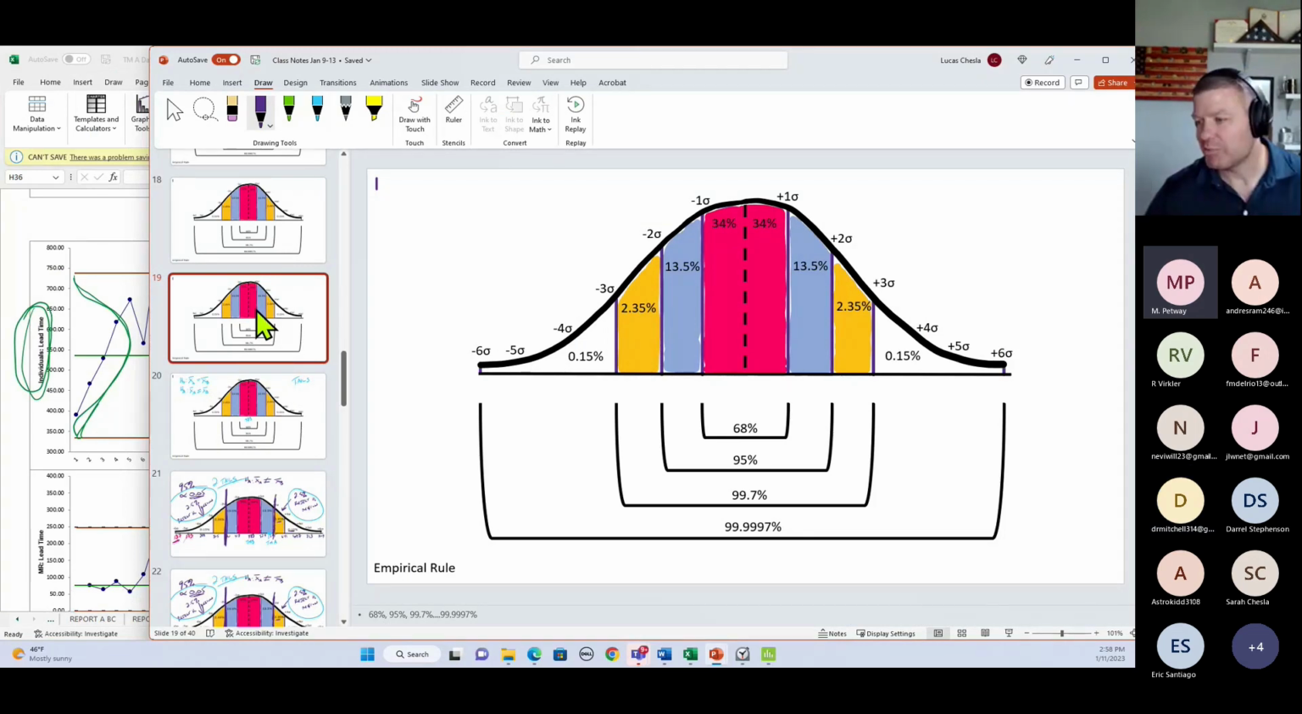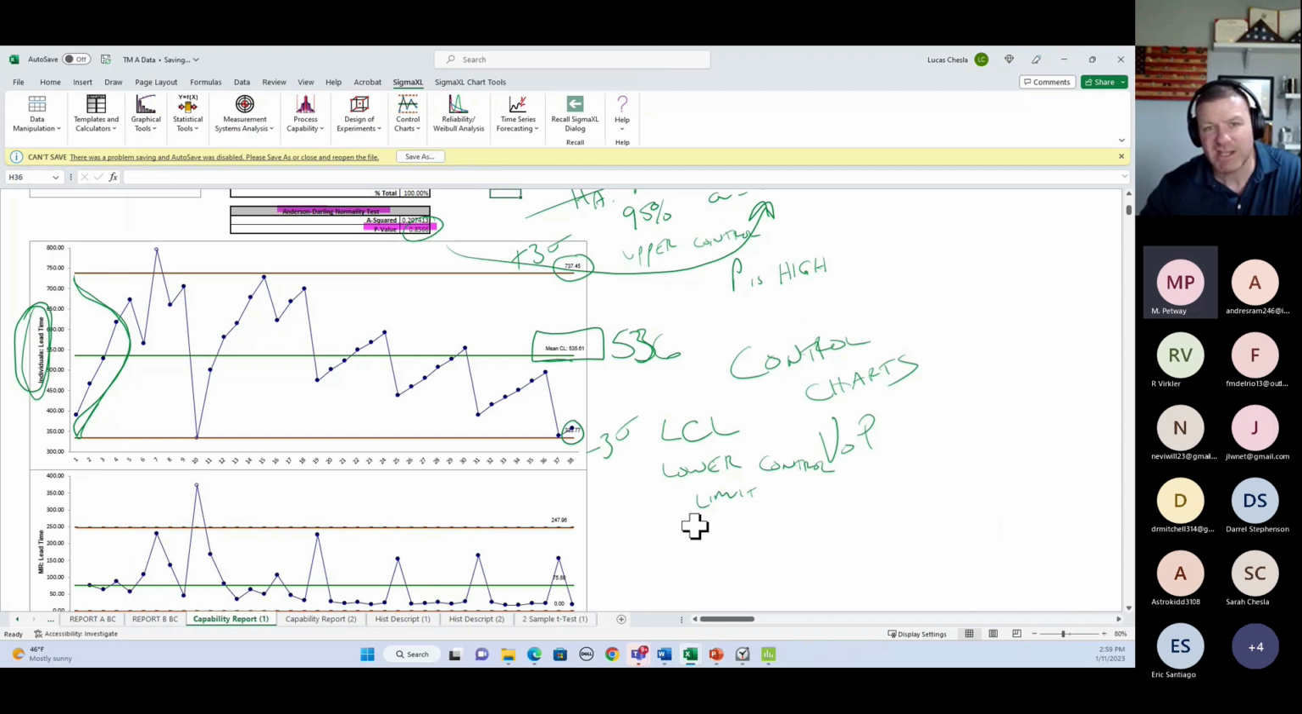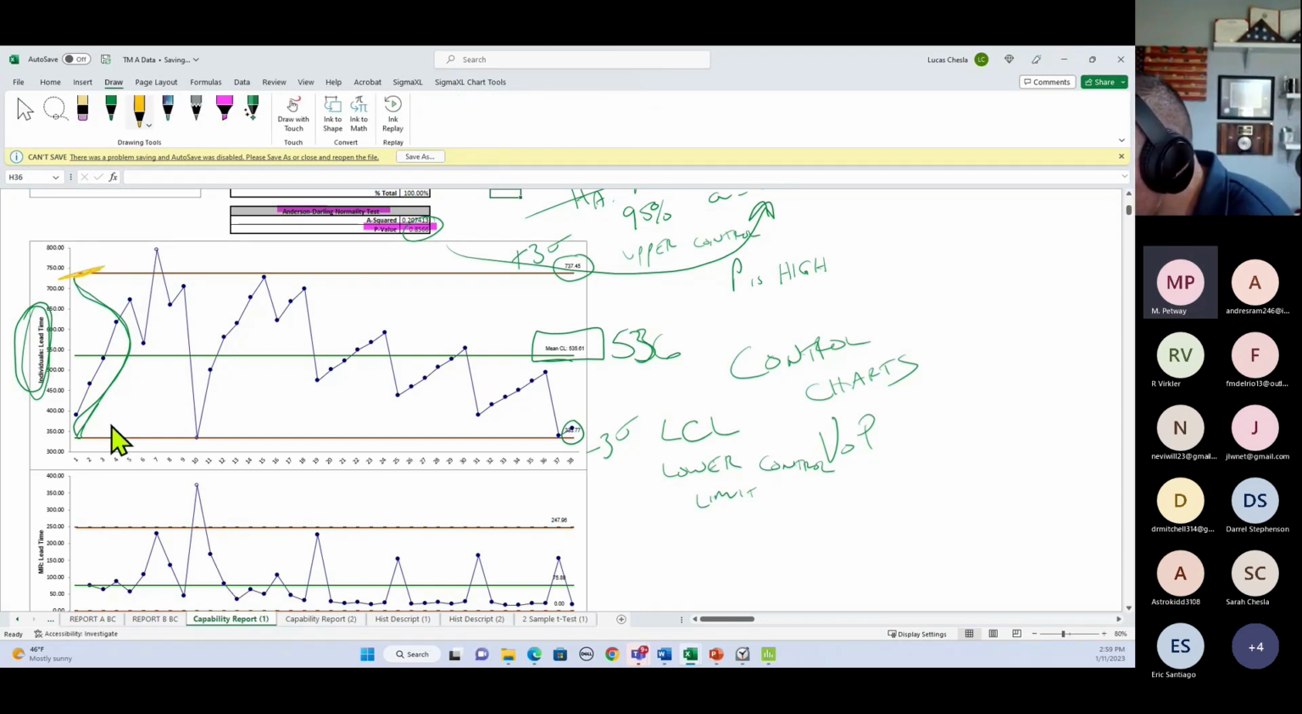99.7. Okay, so our control charts are based on 3 standard deviations above and below the mean, which means these control limits here being plus and minus 3 standard deviations, we would expect 99.7% of our data to fall between those control limits. If you look at it, it's just like a little normal curve on its side there. We'd expect 99.7% of our data to fall between our upper and lower control limit.